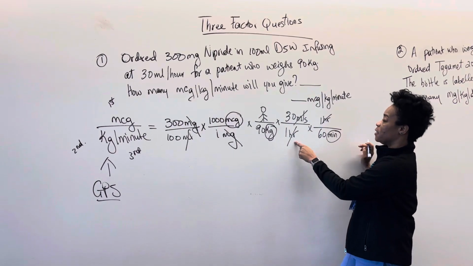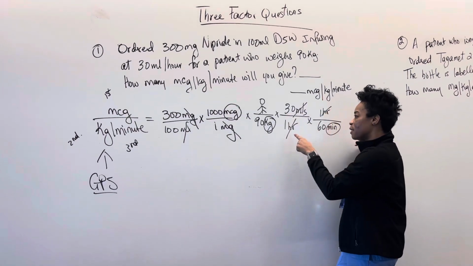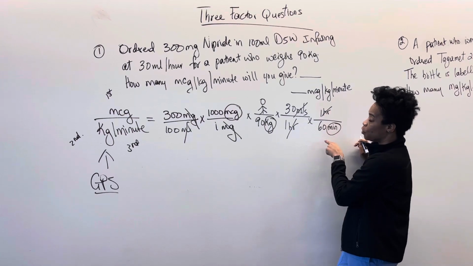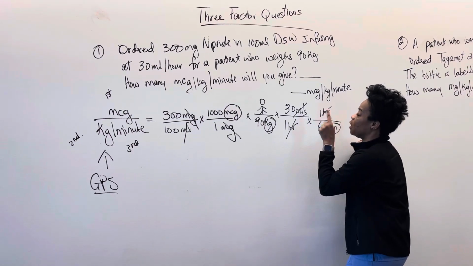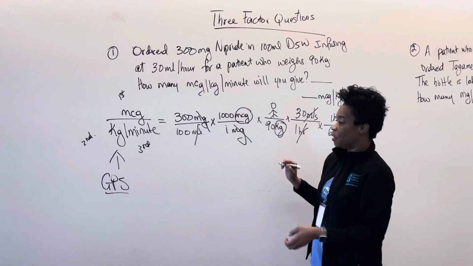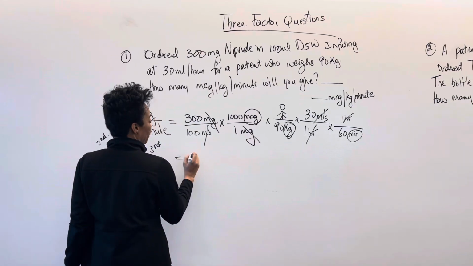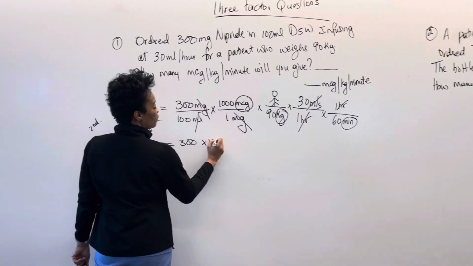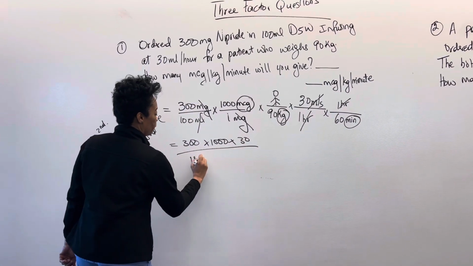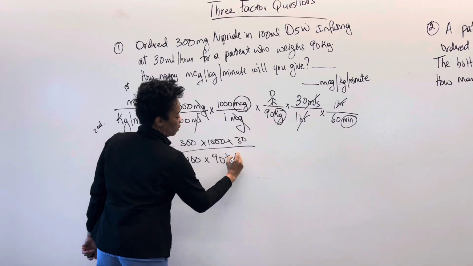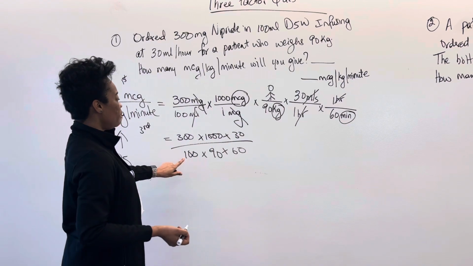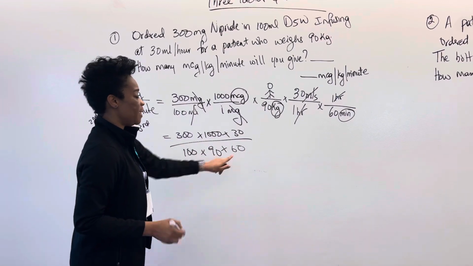The only way to cancel is a top unit can cancel a bottom unit. If I put hours here, it would be hours squared. So it has to be kind of a crisscross. Top unit canceling a bottom unit, or a bottom unit canceling a top unit. So then I like to write out just my numbers to see what I have to work with. So I have 300 times 1,000 times 30 divided by 100 divided by 90 divided by 60.